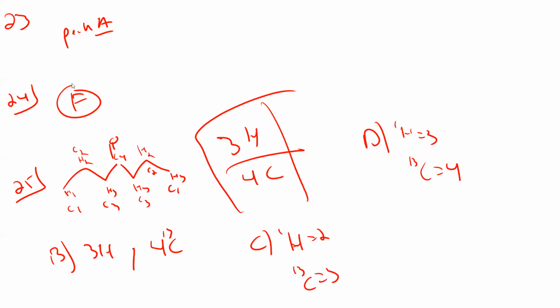All right, so let's go on to 26 then. They just want us to draw the structure. They give us some molecular formula, so we'll go ahead and draw the structure. We have a ketone with a tert-butyl group on it.